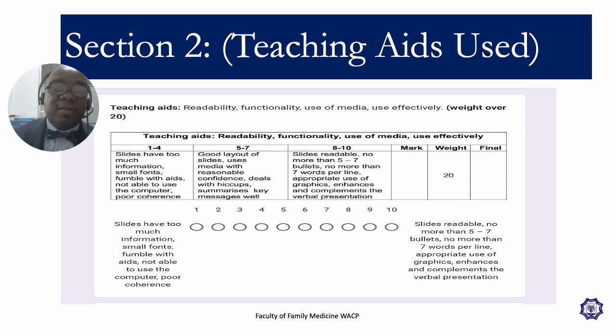The next section we will see, you will assess teaching aids used for readability, functionality, use of media, and effective use. Again, there are very clear rubrics for you to be able to assign marks between 1 to 10. And in this case, the weighting is over 20, so the marks are converted based on that weighting.